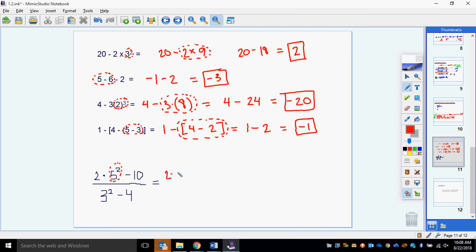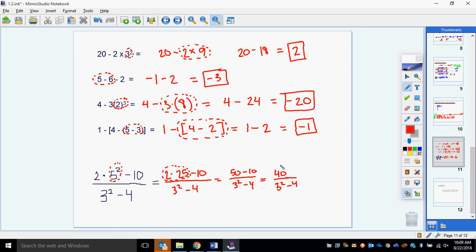So I haven't used the 2 or the multiply, but 5 squared would be 25, and then drop down the minus 10. Now I have multiplication, I have subtraction, so I want to do the multiplication first. 2 times 25 is 50. Notice I am being extra precise. I'm writing down every step. I encourage you to do the same. 50 minus 10 would be 40.